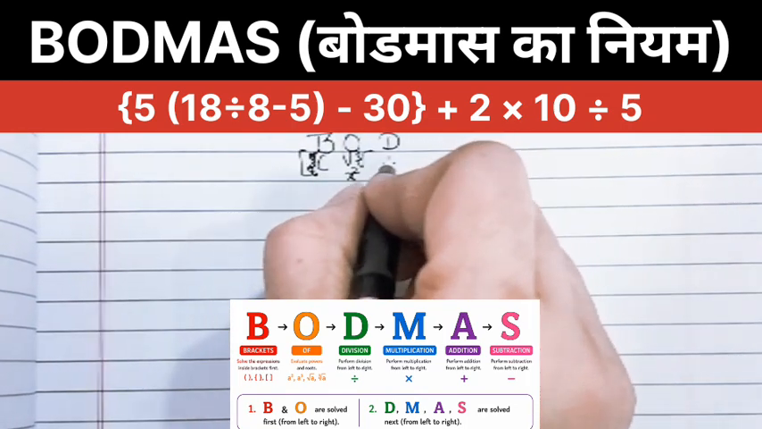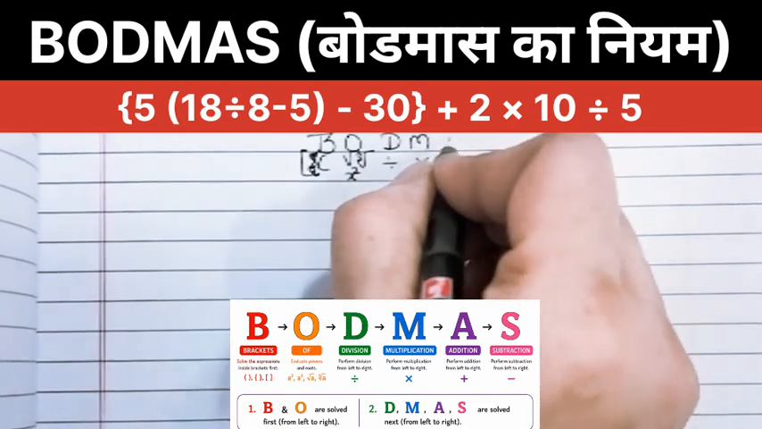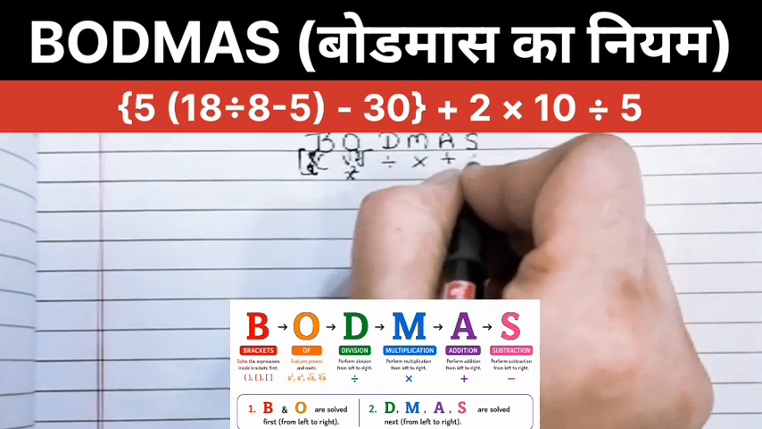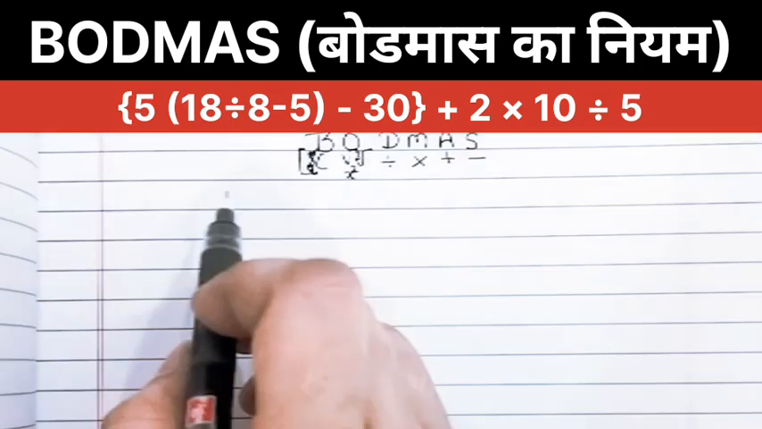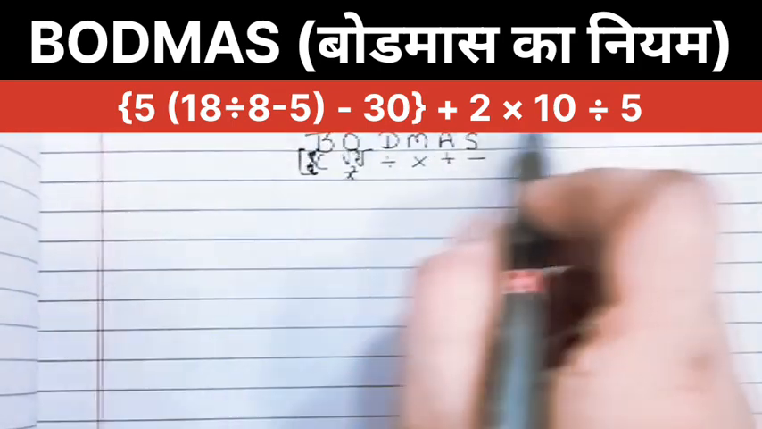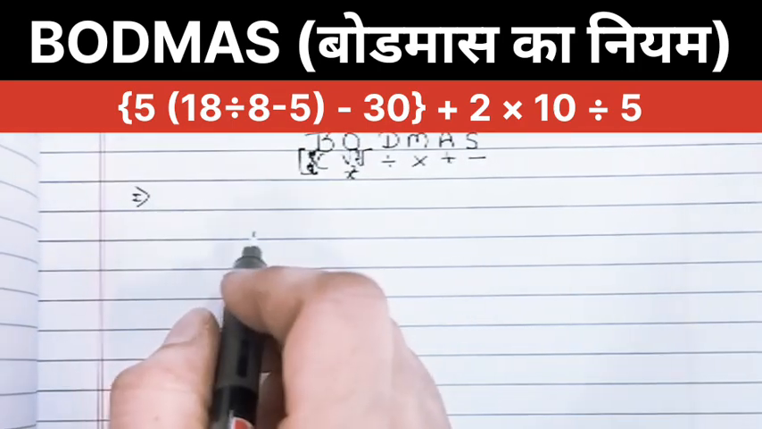D stands for division. M stands for multiplication. A stands for addition. S stands for subtraction. According to this BODMAS sequence, we'll break down this expression with a step-by-step solution.